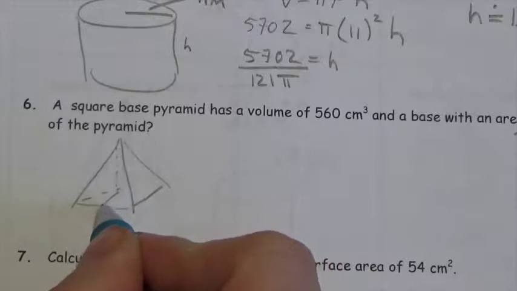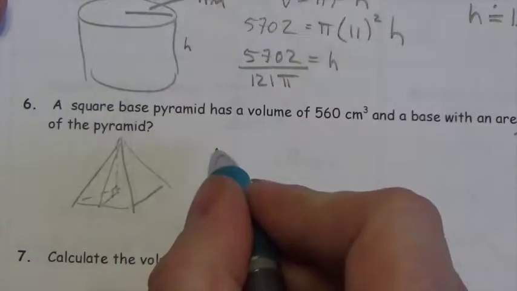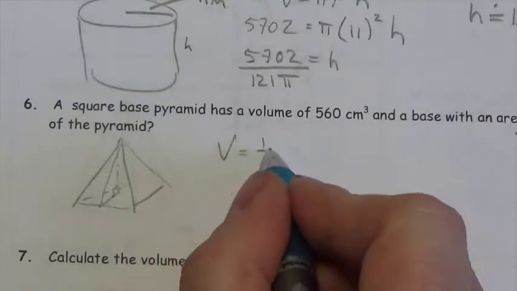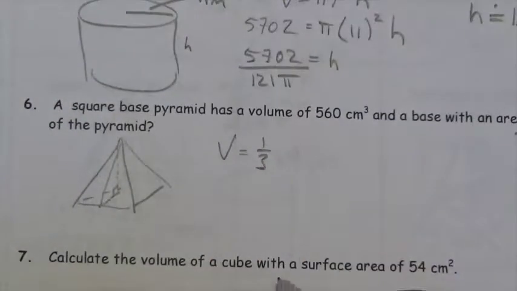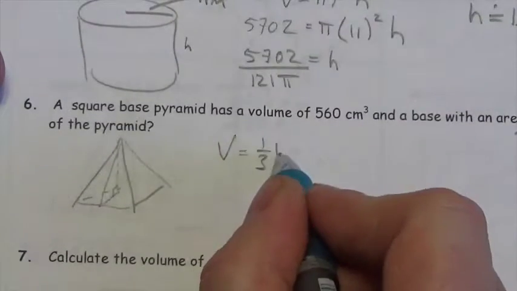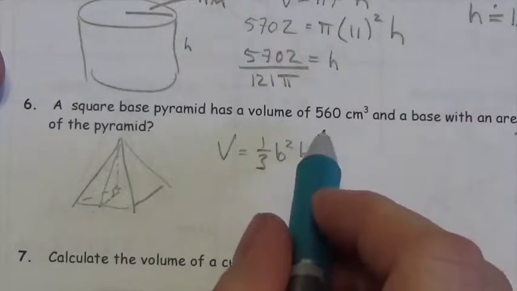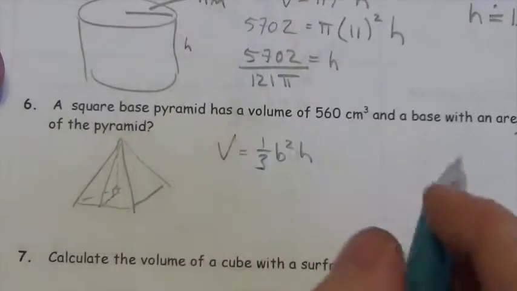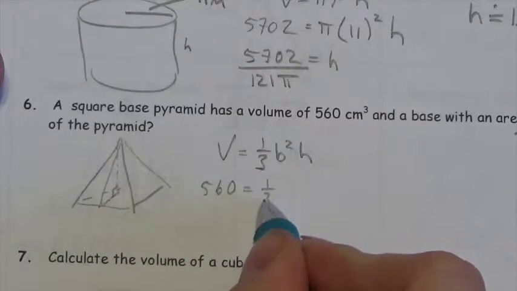But bear in mind what they've told us here. We know that the volume of a pyramid, whether square or not, is going to be 1/3 the volume of the corresponding prism. Now in this case, because we're told it's a square-based prism, it's going to be b squared times height. We already know that the square-based pyramid has a volume of 560, so I already know that V is 560. I know this is 1/3.